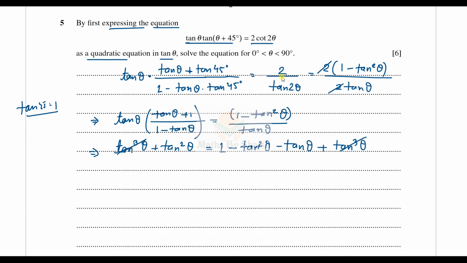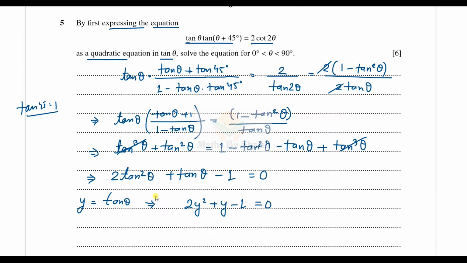How can we cancel it? Because the range does not include 0, tan theta will never be 0. Now I'll transfer everything to this side, so you get 2 tan square theta plus tan theta minus 1 equal to 0. So this is a quadratic in tan theta. Now we can put y equal to tan theta, and then we get 2y square plus y minus 1 equal to 0.